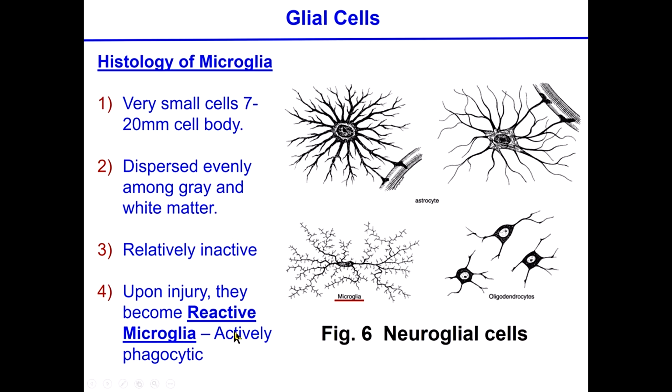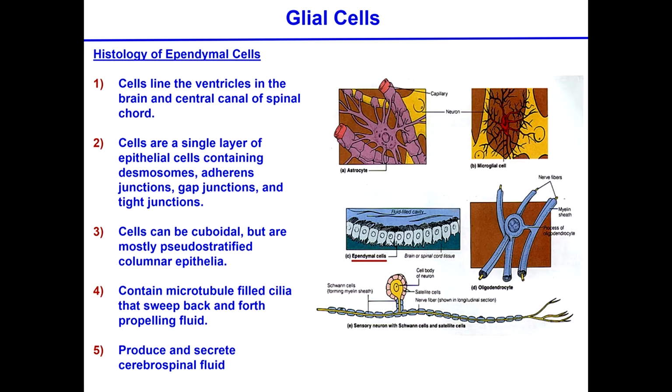So it's pretty much a role equivalent in the brain, or in the central nervous system, to the macrophages in the immune system. Okay, when activated, they become what is called reactive microglia and defend everyone.